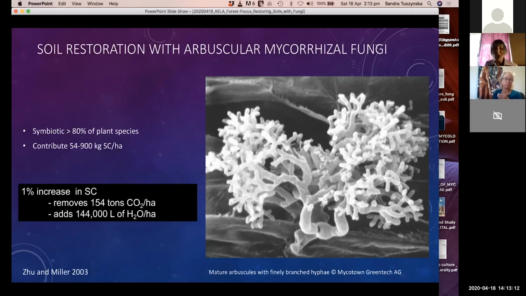And just note that a 1% increase in soil carbon removes 154 tons of carbon dioxide per hectare, and adds 144,000 liters of water into a hectare. This is staggering science, I feel. How do these guys do it?